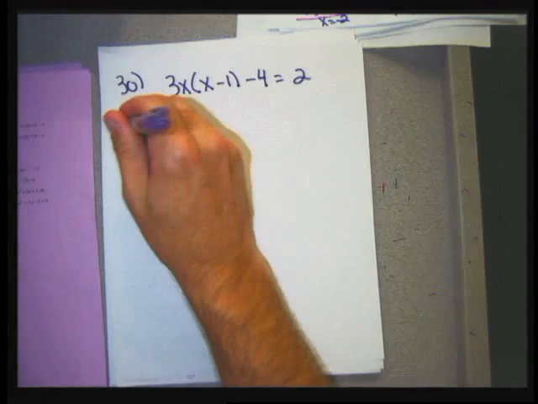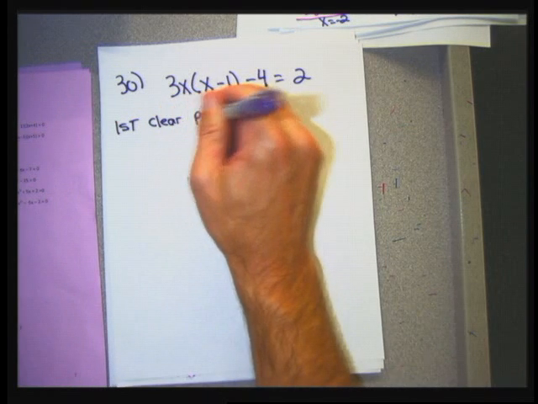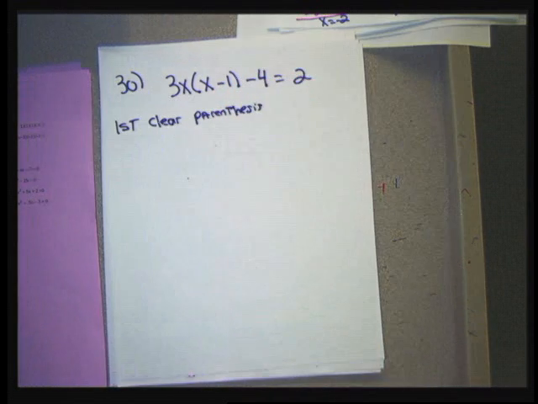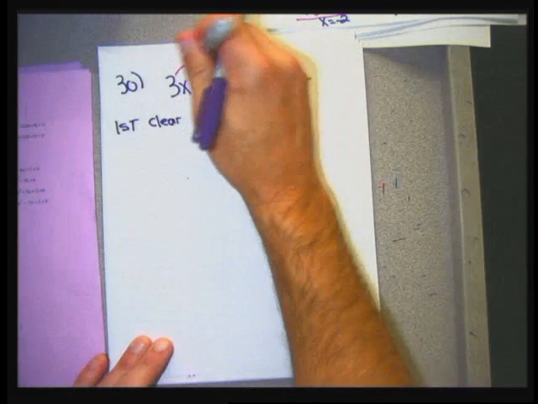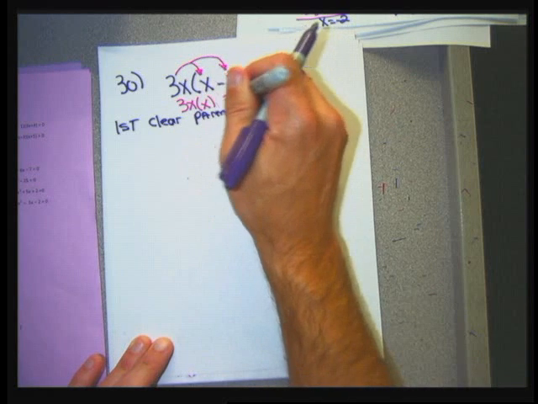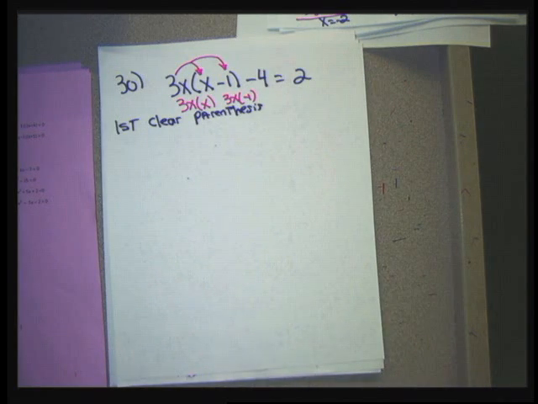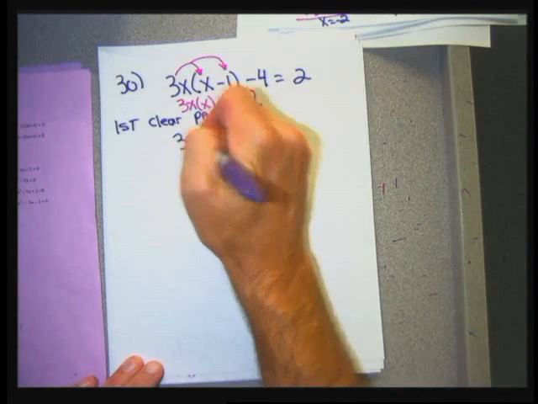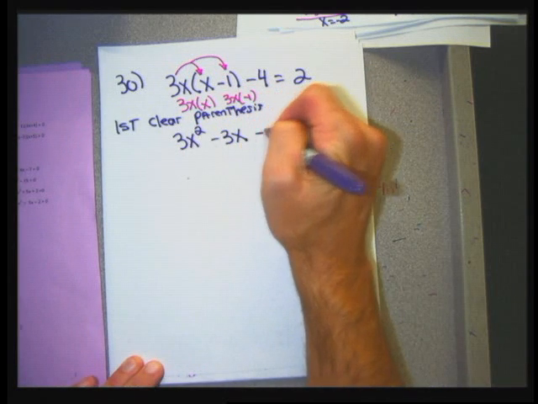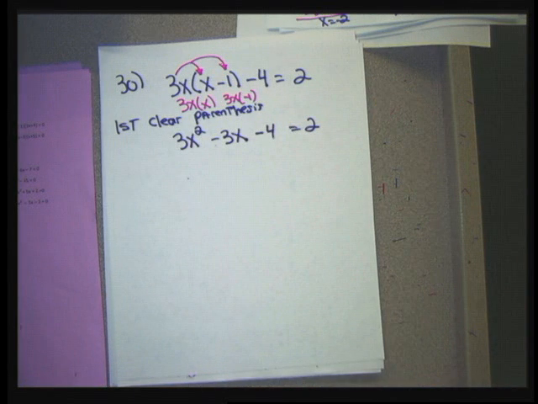So first, I'm going to clear the parentheses. And I have to know how to clear the parentheses. And in this case, it's not a foiling. To clear the parentheses, I just multiply the 3x by the contents of the parentheses that it's attached to. So I go 3x times x and 3x times minus 1. 3x times x gives me a 3x squared. 3x times minus 1 gives me a minus 3x. I'm going to bring down the minus 4, but not multiply it by the 3x because it's not in the parentheses that the 3x is attached to.